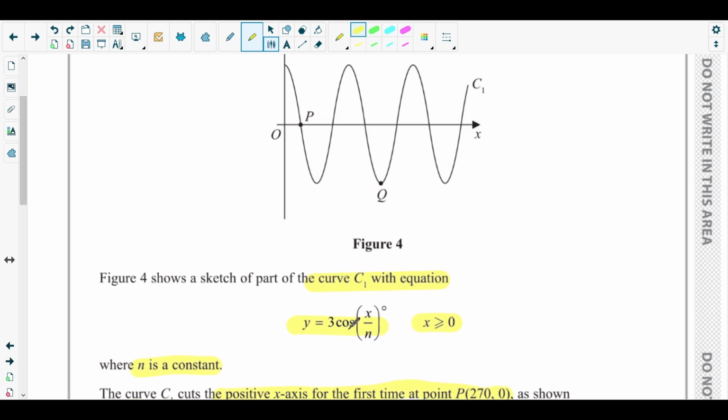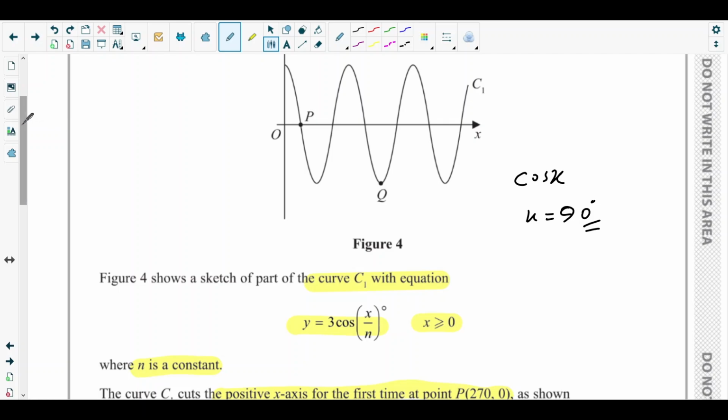We know that, at first, consider the trigonometric ratio, the graph of cos theta. So cos 0 degrees is 1, and cos 90 degrees is 0. So in the graph of cos x, at x equals 90 degrees, you will see that it is intersecting the positive x-axis for the first time, but here it is intersecting at 270 degrees. That means the x coordinates are getting multiplied by 3.